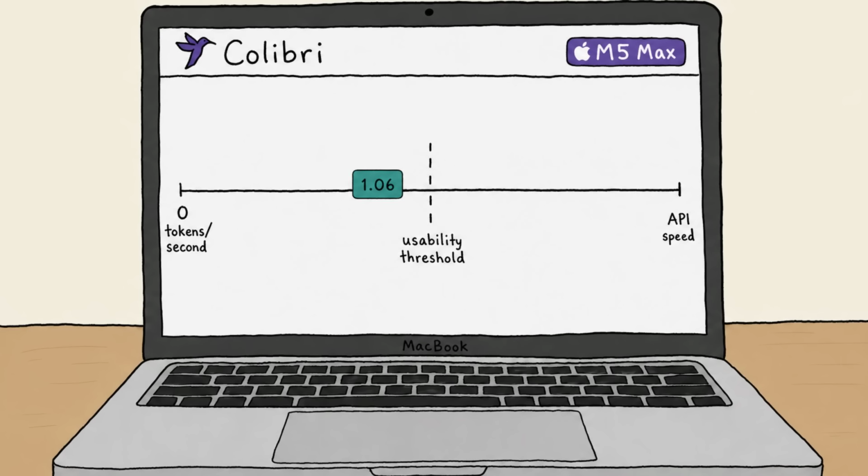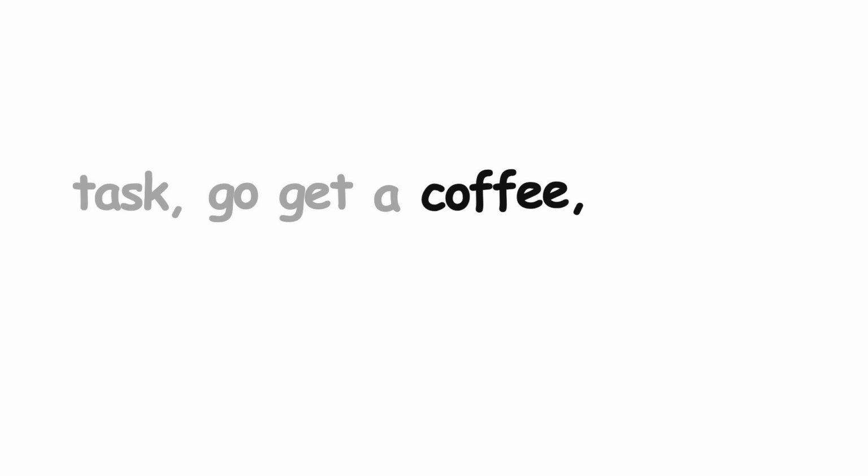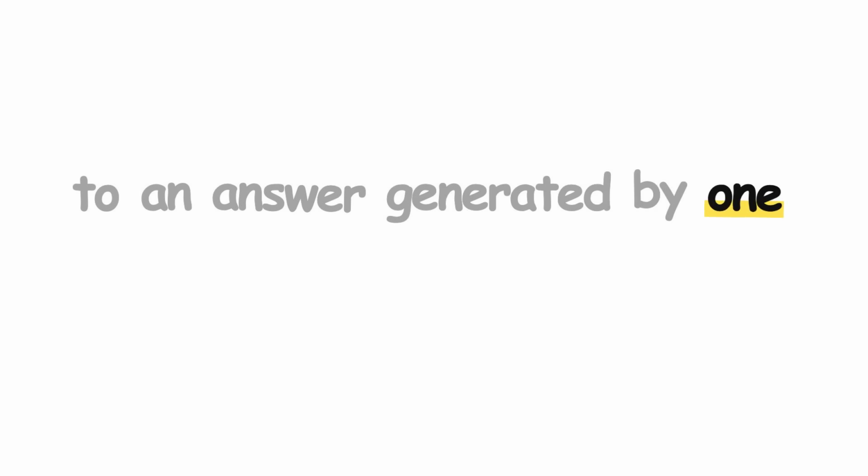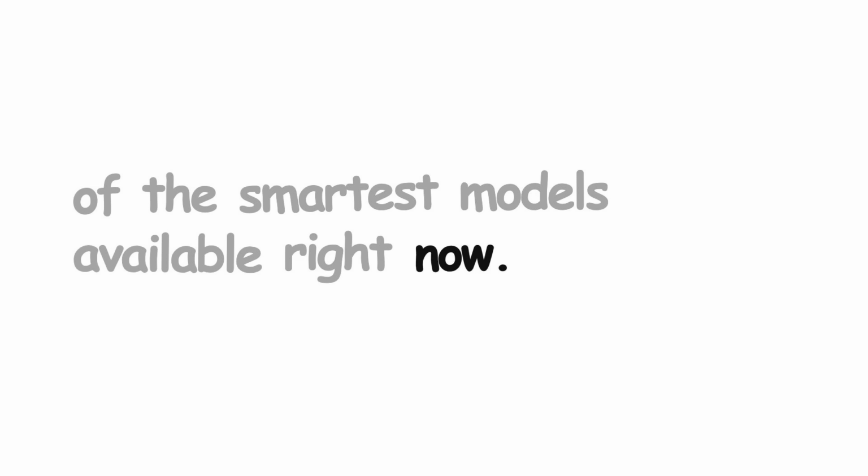1 token a second is not an API-level speed, but it crosses the threshold from a neat science experiment to an actual usable tool. You can kick off a complex reasoning task, go get a coffee, and come back to an answer generated by one of the smartest open-weight models in existence. And GLM-5.2 is genuinely one of the smartest models available right now.